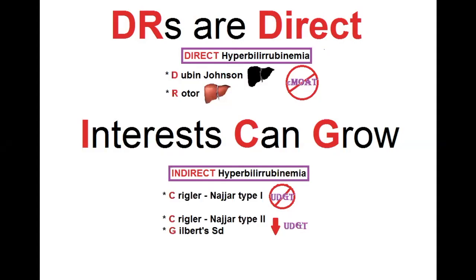So in Crigler-Najjar syndrome, UDP-glucuronosyltransferase activity is absent. That's why it's fatal. In Crigler-Najjar type 2 as well as Gilbert's, there's still minimal UGT activity. That's why the patients do not die. Okay?